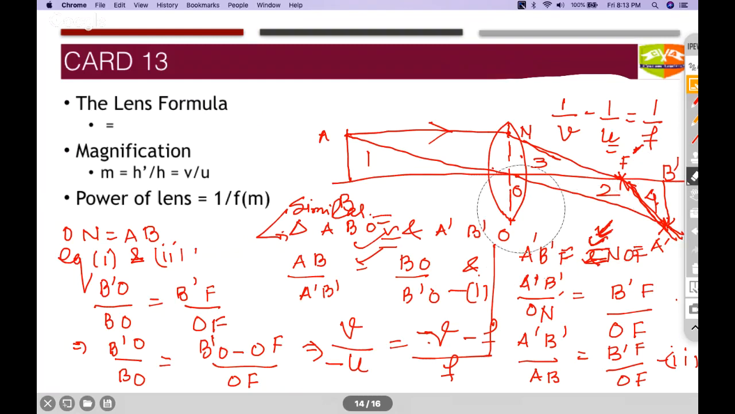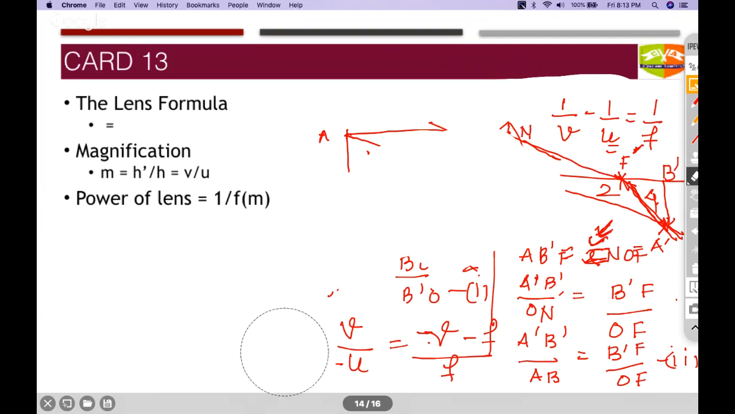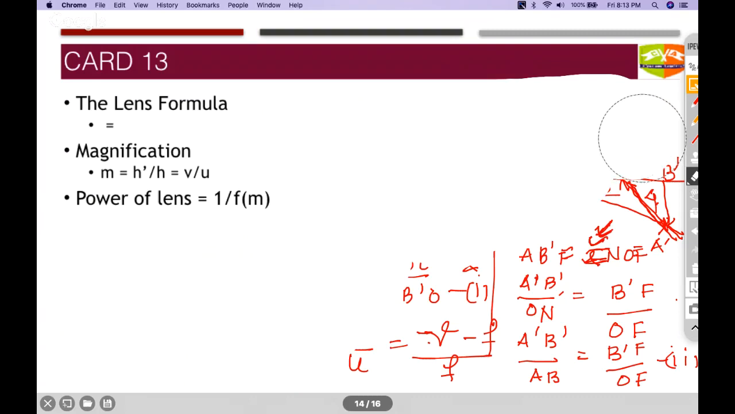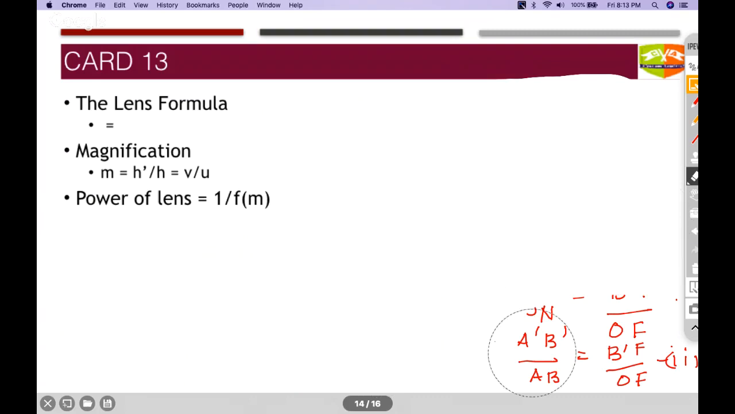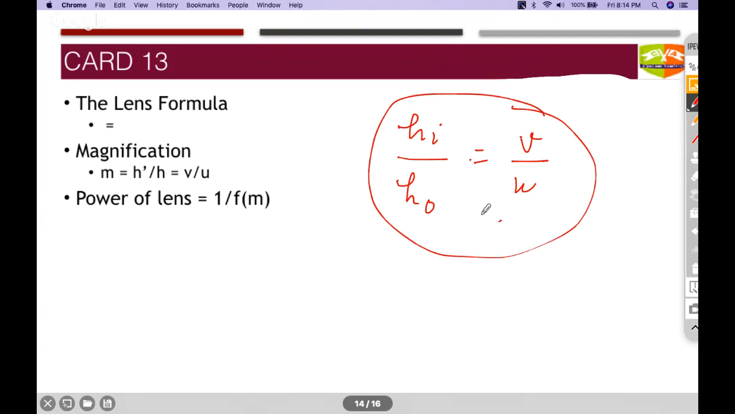Now let me move to magnification. There was one doubt in case of magnification which I read somewhere. Magnification is height of image, so let me remove this and write it in terms of height of image divided by height of object is equal to V by U. Now everything in this particular formula has to be written with sign convention. Nothing here comes without sign convention.